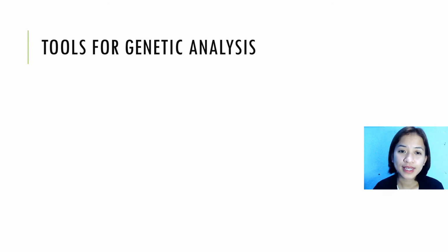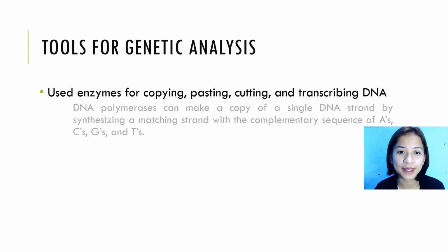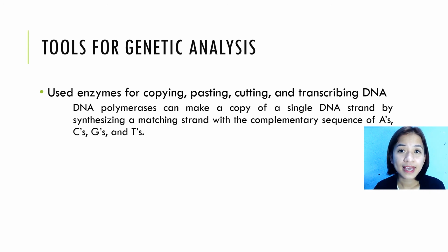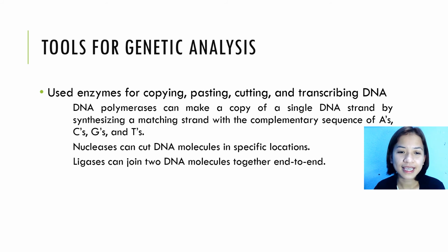Geneticists use tools for their analysis of genes. They use enzymes for copying, pasting, cutting, and transcribing DNA. One of the enzymes used, DNA polymerases. This can make a copy of a single DNA strand by synthesizing a matching strand with a complementary sequence of adenines, cytosines, guanines, and thymines. Second, nucleases. It can cut DNA molecules in specific locations. And ligases, which can join two DNA molecules together end-to-end.